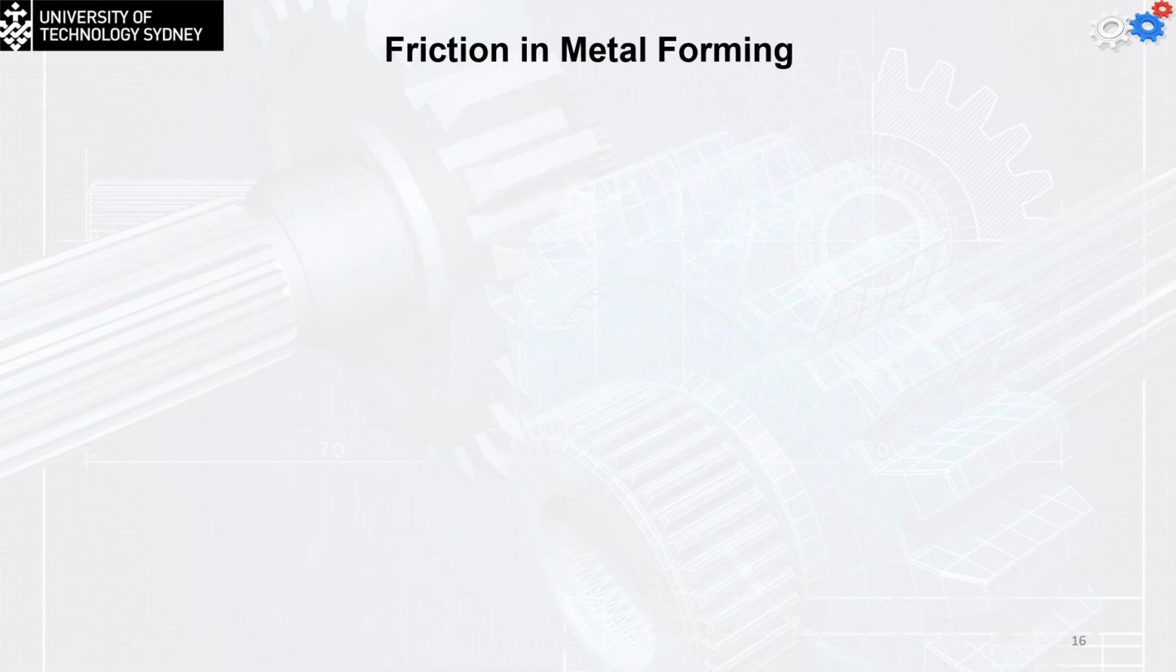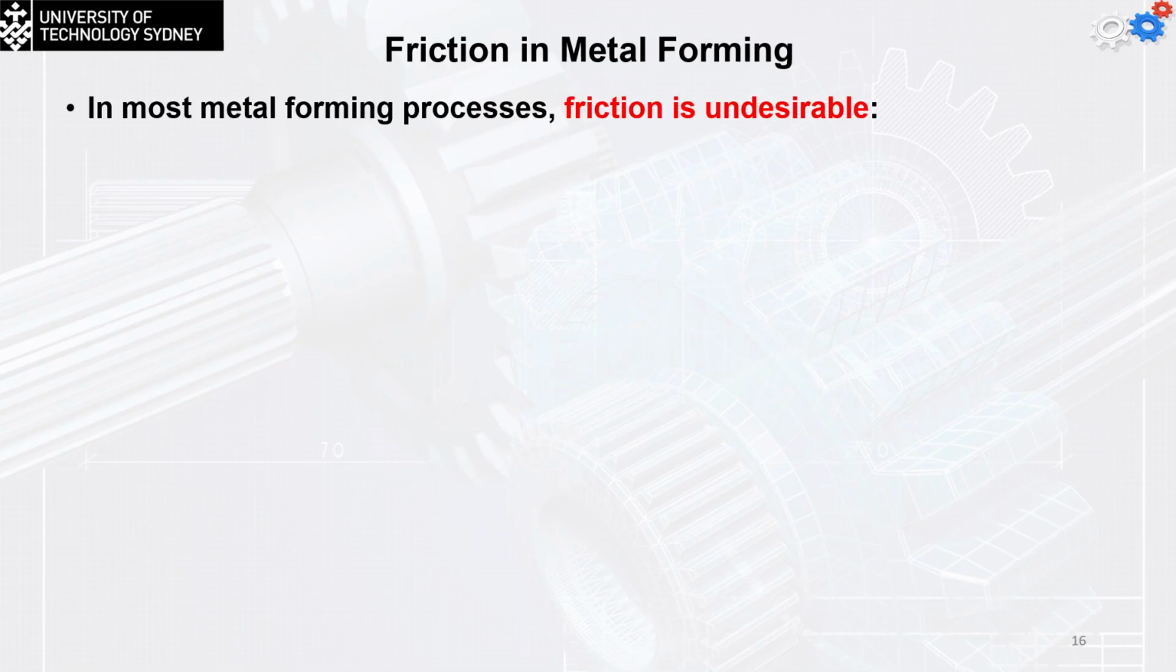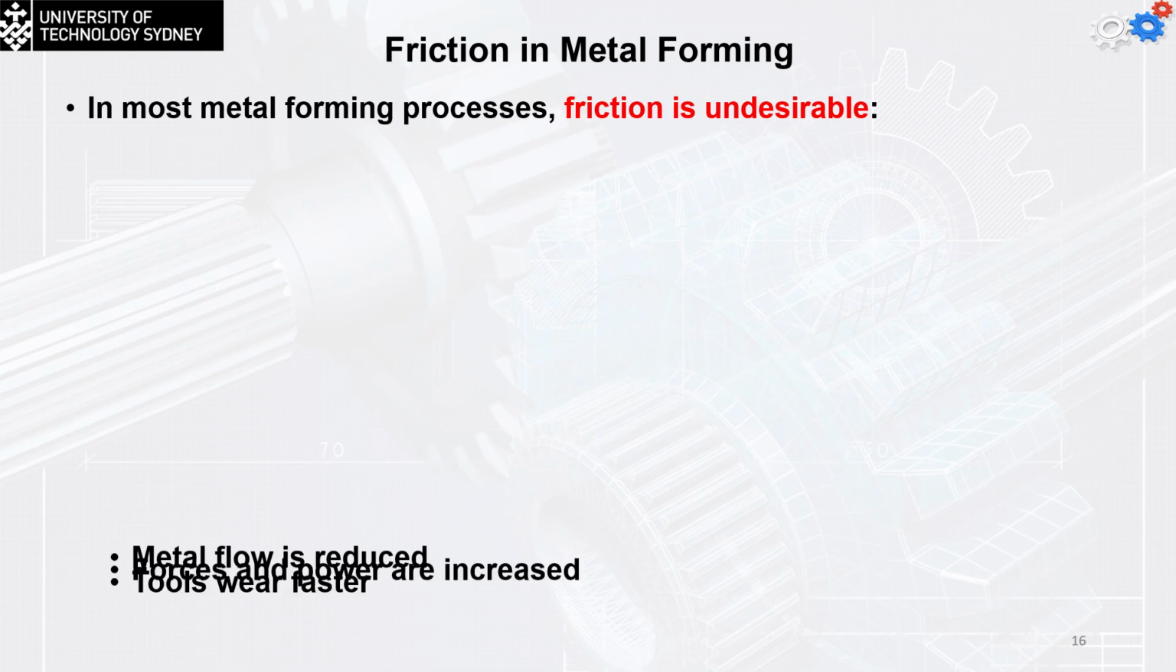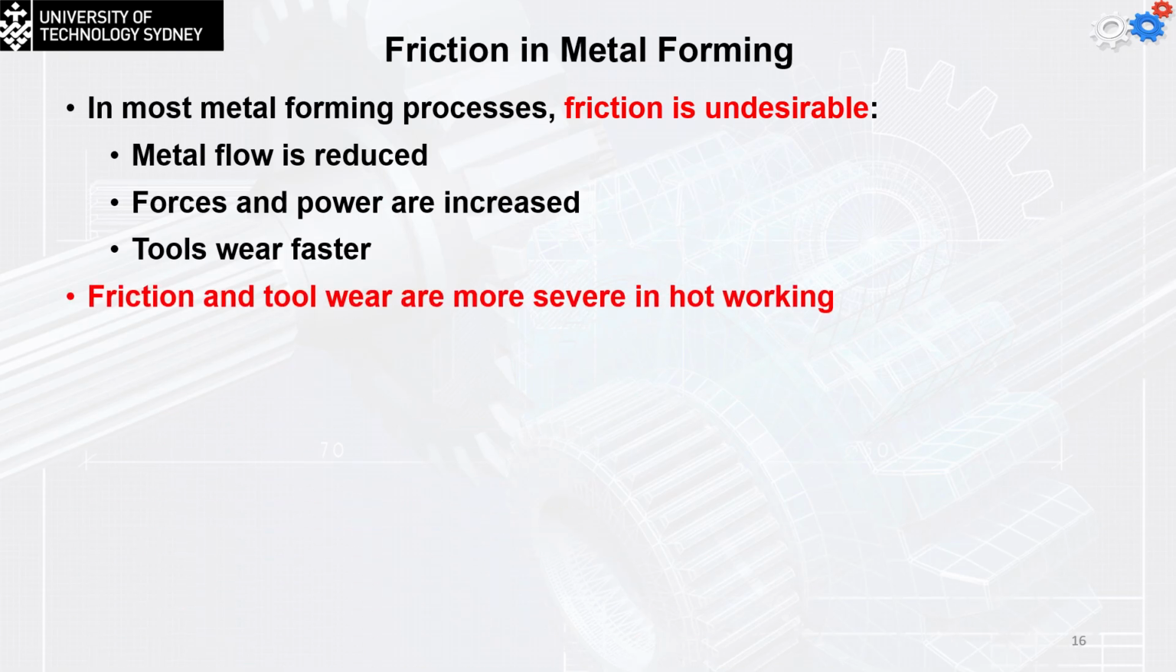Friction plays a big role in metal forming. In most forming processes, friction is undesirable, because when we change the shape of the part, there is sliding between the die and the part itself. So friction makes things worse. The metal flow is reduced in the presence of friction, the forces and power increase, and the tool wear is faster.